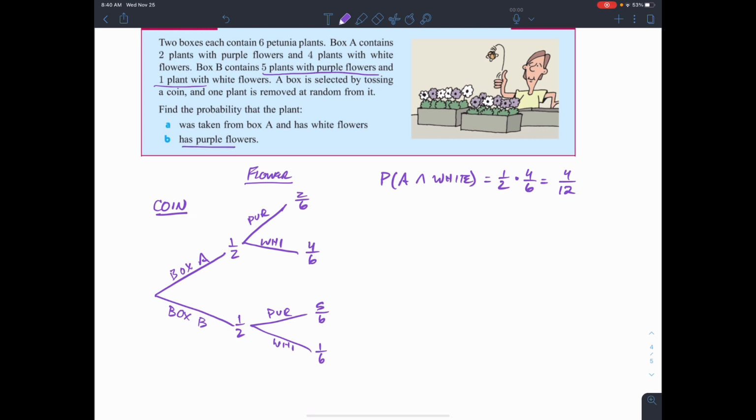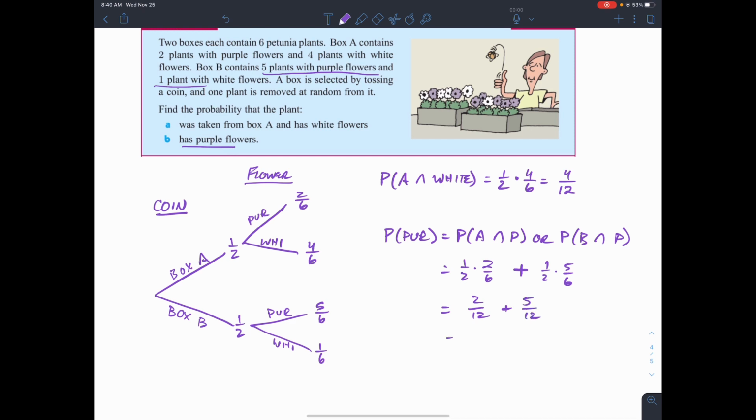And then the second one says has purple flowers. So the probability of purple is equal to the probability of A and purple, or probability of B and purple. So we'd have to look down each of these branches, box A and purple, box B and purple. So box A and purple is 1/2 times 2/6, which means we add box B and purple, 1/2 and 5/6. And so we have 2 out of 12 plus 5 out of 12, and that is 7 out of 12. So there is our probability for that.